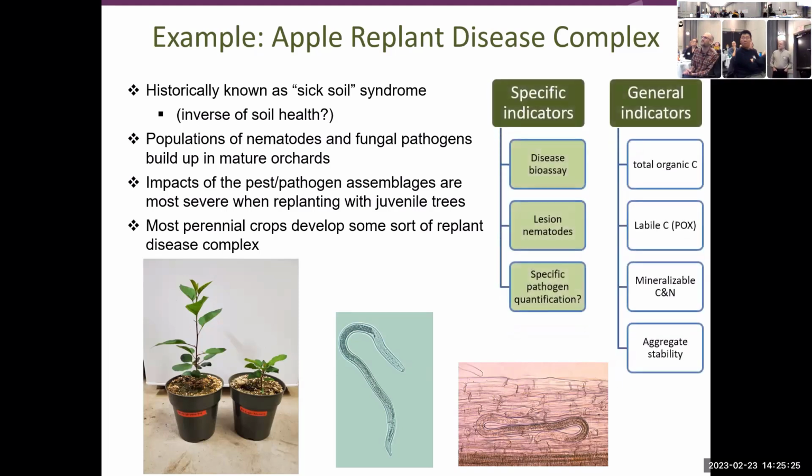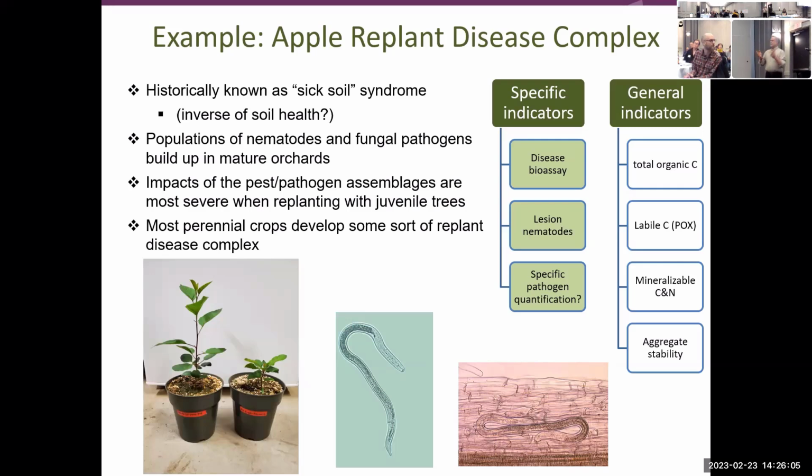So from an orchardist perspective, what would you choose as soil health indicators? I may be going out on a limb here, and maybe Gail, if she's still listening, can chime in, but we have the general indicators of soil health that we have talked about already today. I have at least the three main ones up there: total organic C, mineralizable carbon, and aggregate stability. But from a producer perspective, in terms of what's important to apple growers, you might want to include what I would call specific indicators. A disease bioassay, perhaps root lesion nematode analyses, and perhaps even specific pathogen quantification.